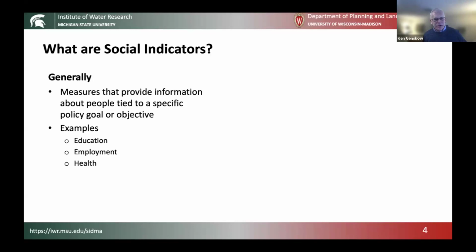So the starting question, what are we talking about when we're talking about social indicators? You probably heard them in common use in different settings. Generally, they are measures that provide information about the human condition, about people, really tied to specific policy goals or objectives. So you commonly see examples about education, employment, health. Think of the Global Sustainable Development Goals and the indicators that are tied into those kinds of issues.